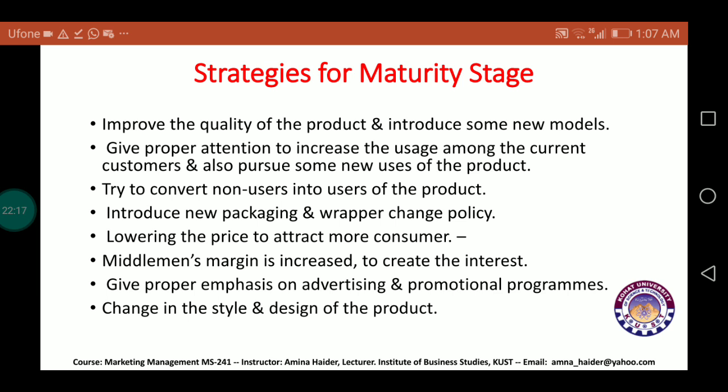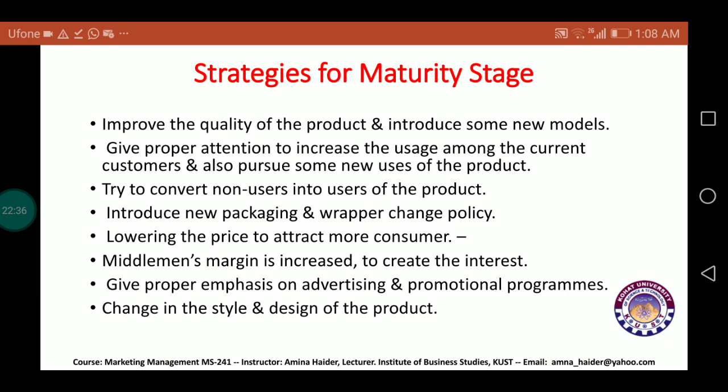So when your sales peak, the product will enter the maturity stage. That means that your market will be saturated and you may find that you need to change your marketing tactics to prolong the life cycle of your product.